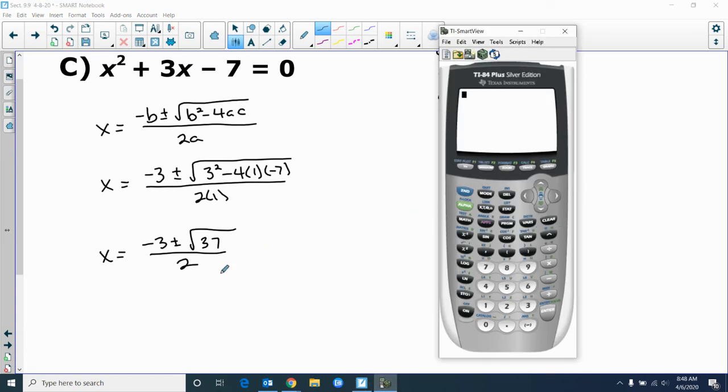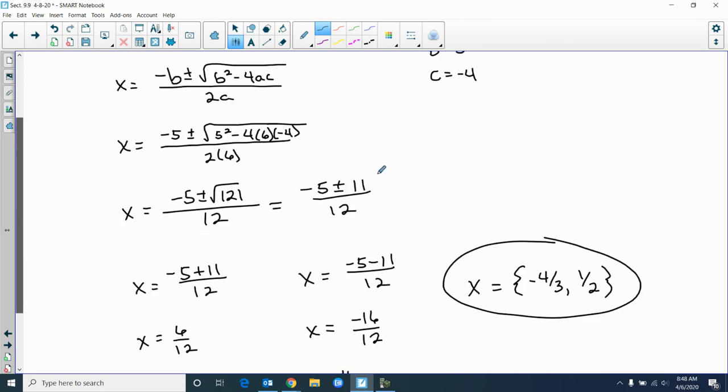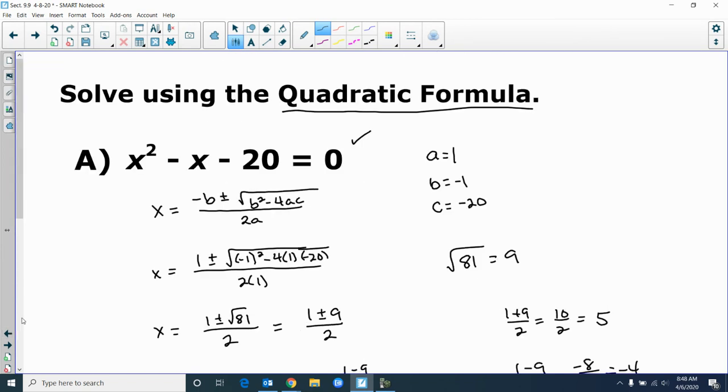All right, now here's where we're going to run into something that's a little bit different. Because each time I said take the square root of that value. What is the square root of 37? That's not a whole number. So when we come into this situation where it doesn't end up being a whole number, let me go backwards here. For B, the square root of 121 was 11. You just reduce that into the two fractions.